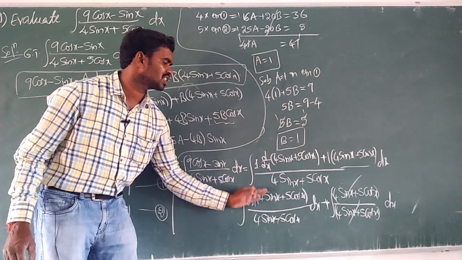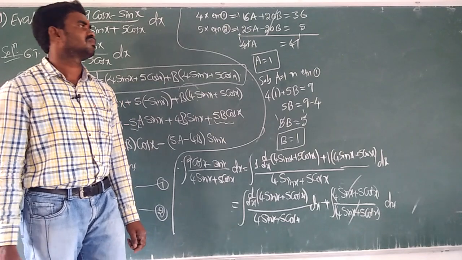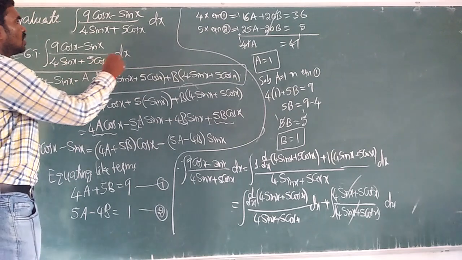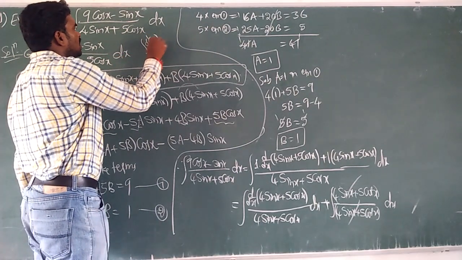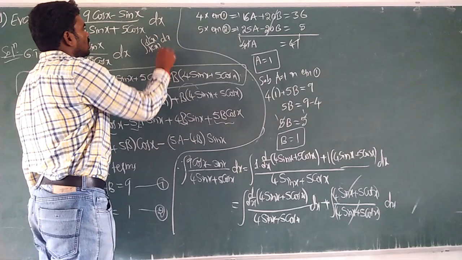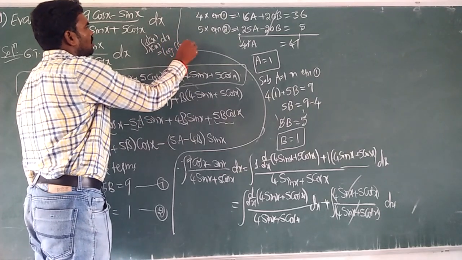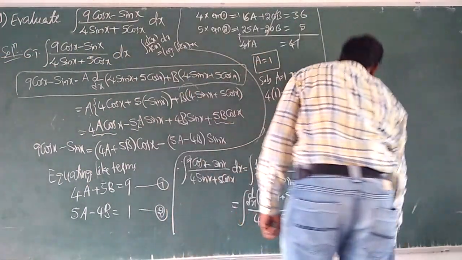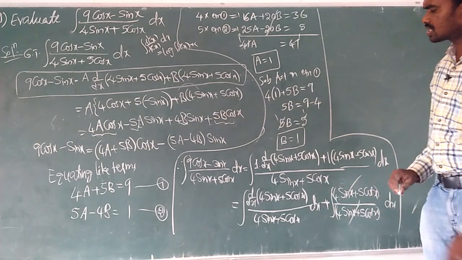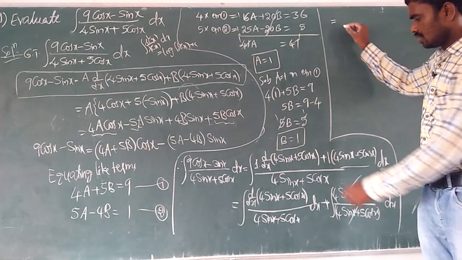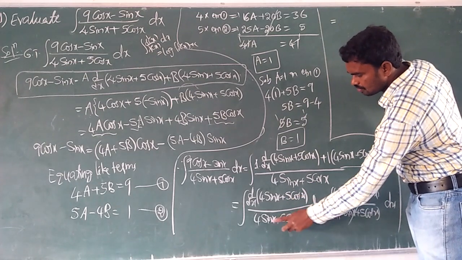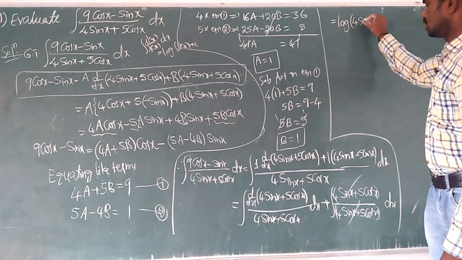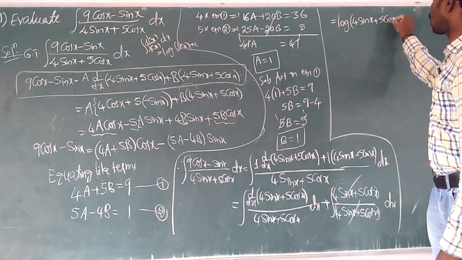What is the integration of f dash x by f of x? First formula, integration of f dash of x by f of x dx form. Log of f of x. Okay. So only the answer we have to write. That's it. Everything is completed. So this is equal to log of this f of x. What is f of x? 4 sin x plus 5 cos x.